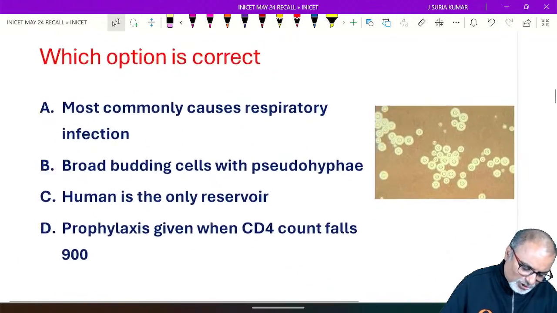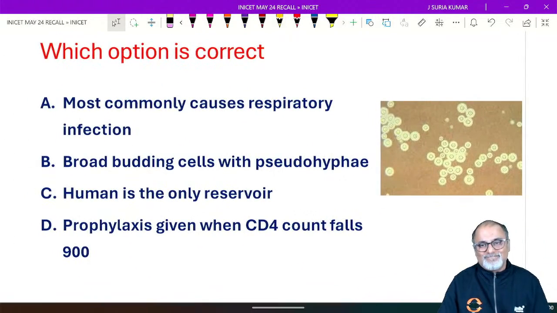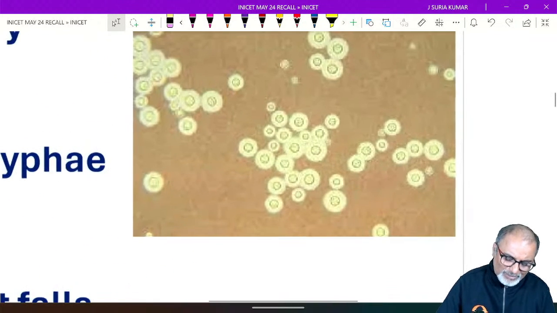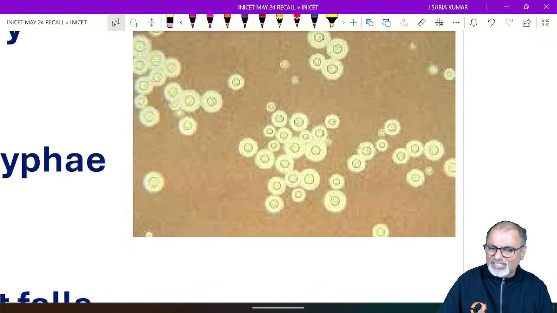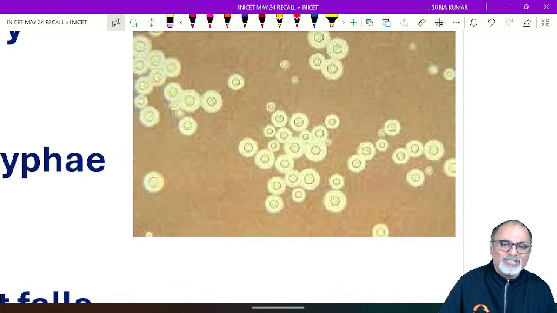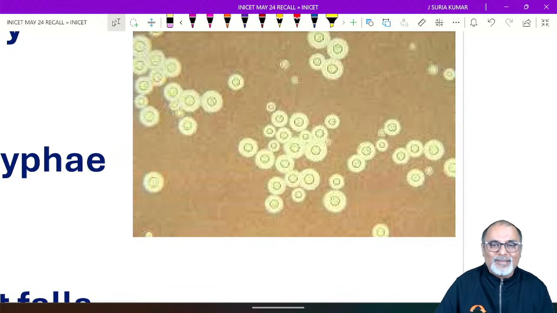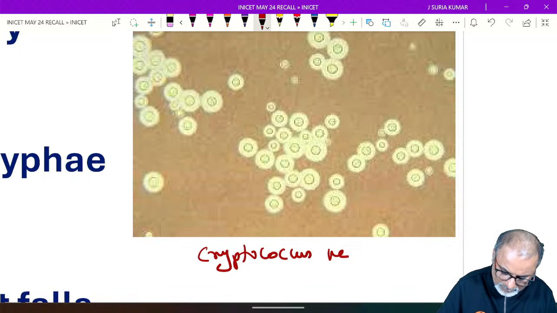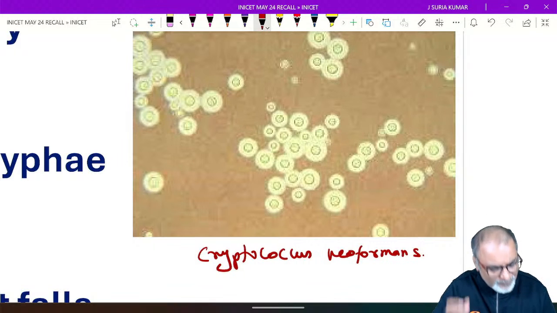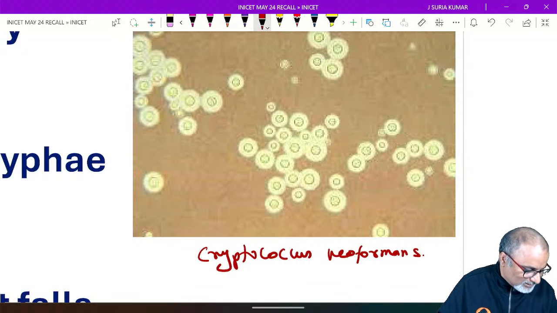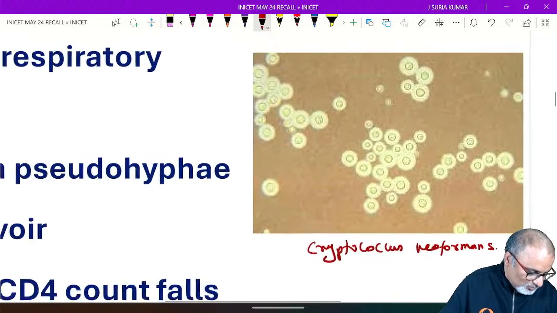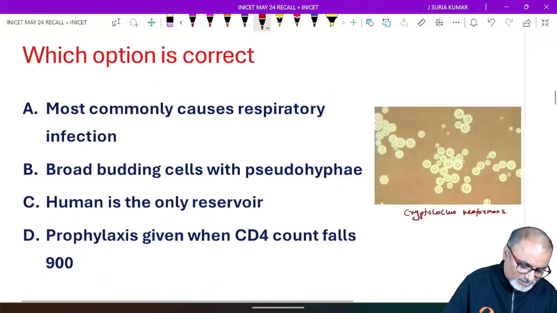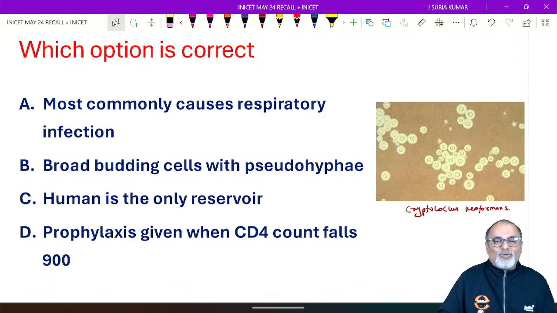And which option is correct? After seeing the picture, what comes to your mind? It is India ink, the same picture I have shown in my notes. If you see the workbook, you can see the same picture. This is Cryptococcus neoformans. Once you identify this as Cryptococcus neoformans, what is the right statement?